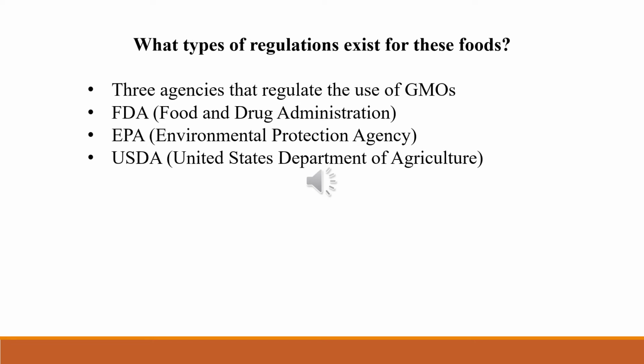What types of regulations exist for these foods? There are 3 agencies in the U.S. that govern the regulation of genetically modified organisms. Those agencies are the Food and Drug Administration, the Environmental Protection Agency, and the United States Department of Agriculture. These 3 agencies ensure that genetically modified products are safe for consumption.